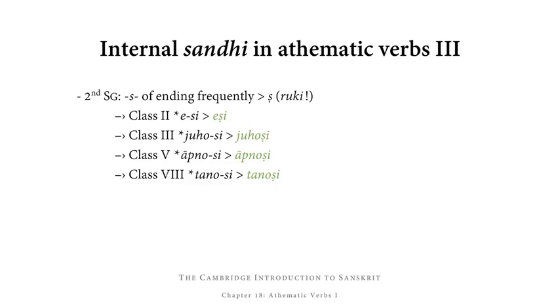And finally, in the second person singular forms, where the ending is si, we have many instances of the S changing into retroflex sh, according to the rookie rule, which was introduced in chapter 9. So for example, in class 2, we don't get e si, but we get e shi. Class 3, not juho si, but juho shi. Class 5, not ab no si, but ab no shi. Class 8, not tano si, but tano shi. So whenever you see this shi, remember it's just the same as C.